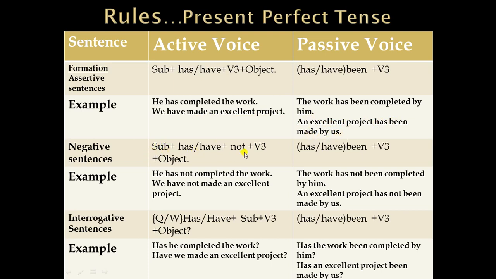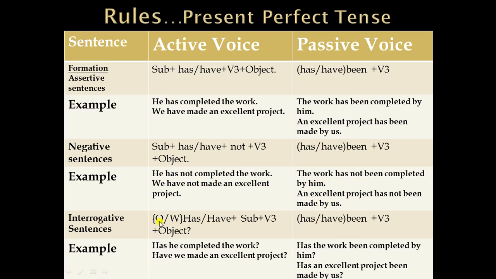In negative sentences, not is added after has or have, and the same happens in passive voice. After has and have, we add not there. He has not completed the work. It becomes: The work has not been completed by him. We have not made an excellent project. An excellent project has not been made by us.